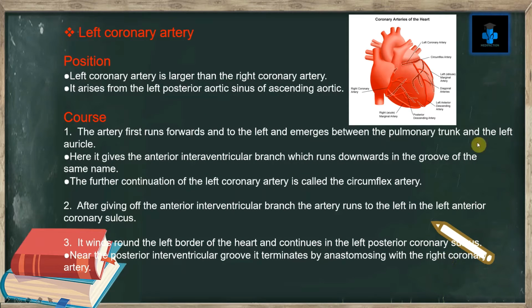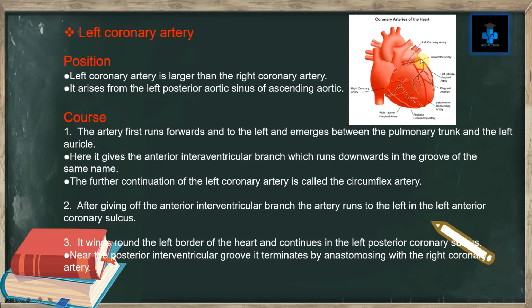Now let's learn about the left coronary artery. Position. The left coronary artery is larger than the right coronary artery. It arises from the left posterior aortic sinus of the ascending aorta. Course. Number 1. The artery first runs forwards and to the left and emerges between the pulmonary trunk and the left auricle.